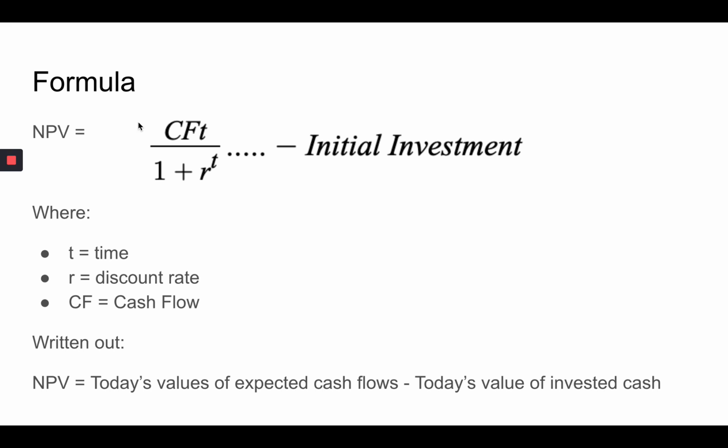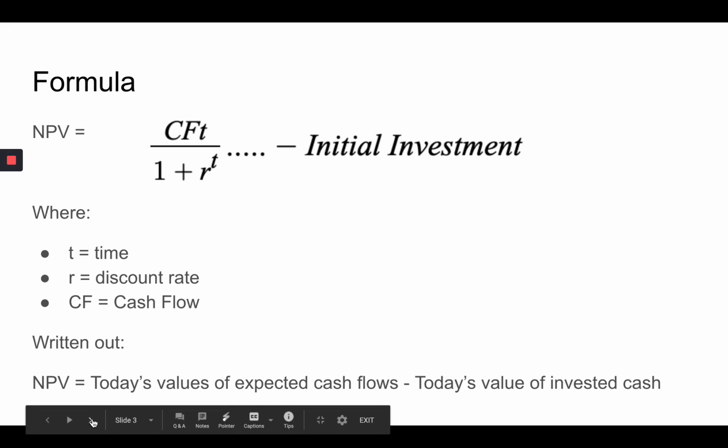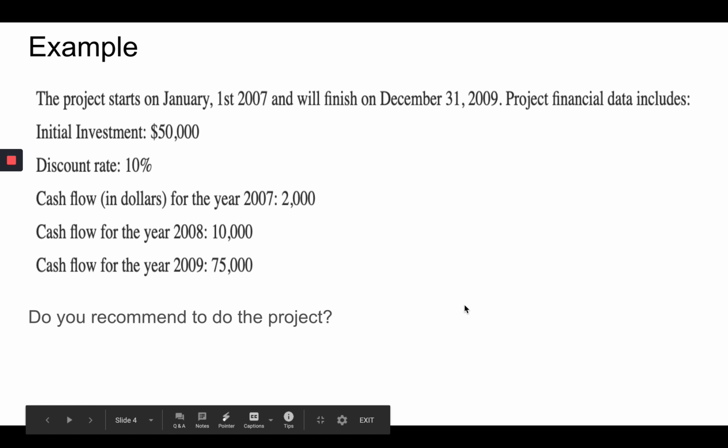So once you figure all that out, you just simply subtract your initial investment, and then you're going to get a number that's either positive, negative, or zero. That's going to show the potential profitability of the project or investment at hand. And so written out in layman's terms, the NPV equals today's value of expected cash flows minus today's value of invested cash. So let's do an example.